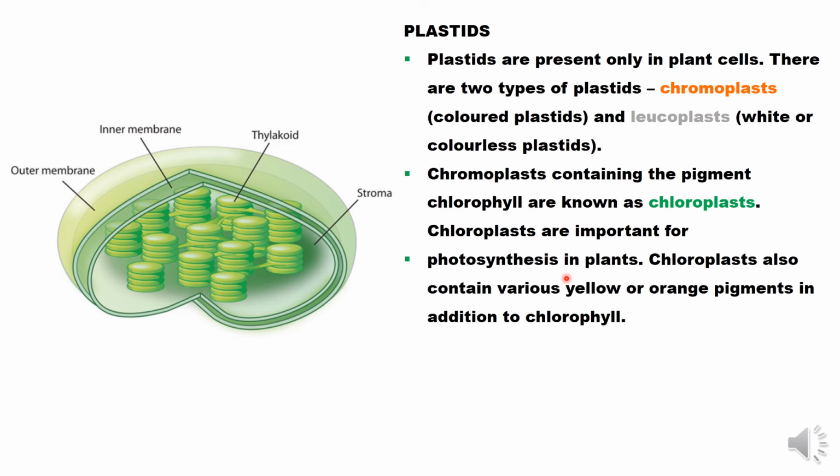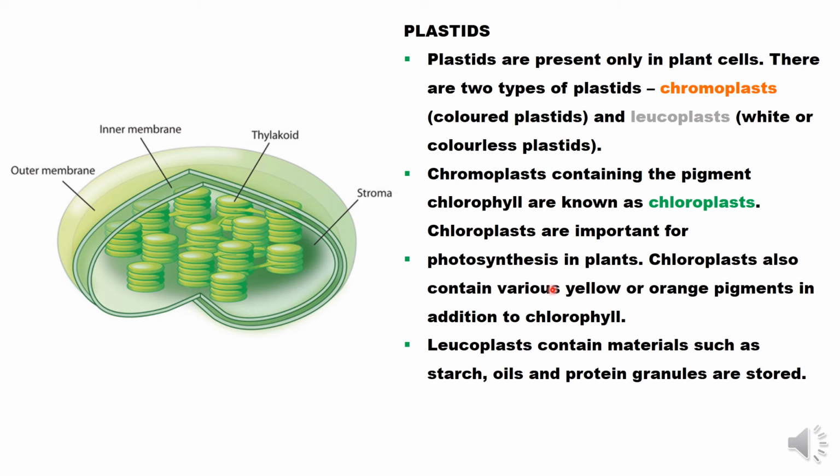So photosynthesis is that process which results in all the biomass formation, which results in the formation of oxygen that we breathe, and that's how chloroplasts are very important plastids. Now, along with the chlorophyll, chloroplast will also contain some yellow or orange pigments in addition to the chlorophyll. But since the chlorophyll amount is much more than these pigments, that's why it appears green.